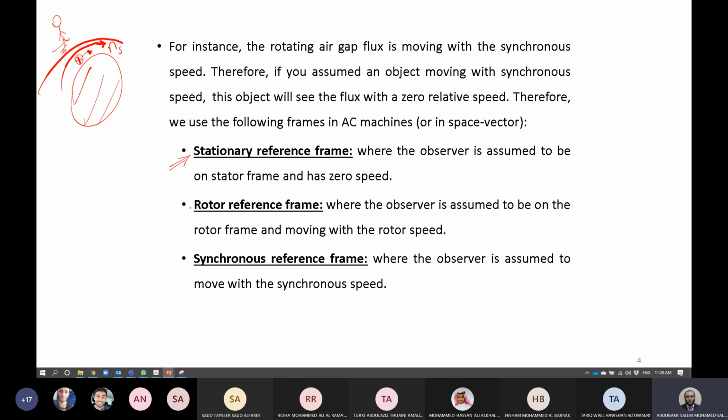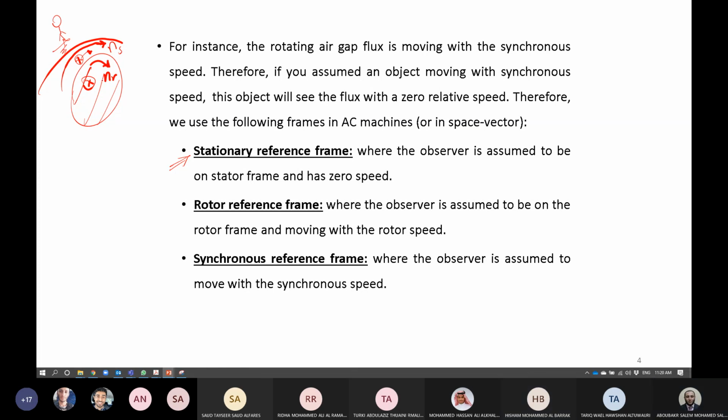There is another frame, شباب, called rotor reference frame. For rotor reference frame, the observer is assumed to be on the rotor frame. So, you know, the rotor is moving with speed nr. So if the observer is oriented on the rotor, in this case, we will see the rotor speed is zero. Is it right? صح يا شباب?